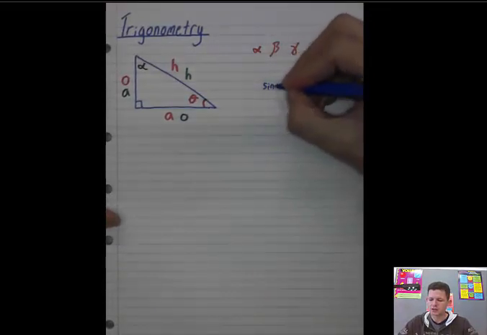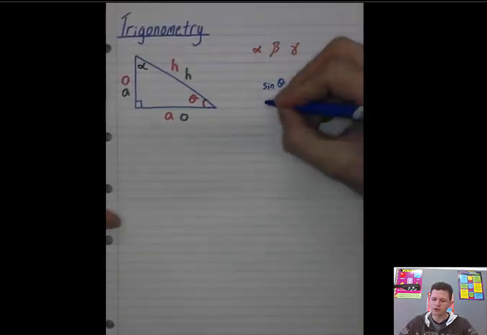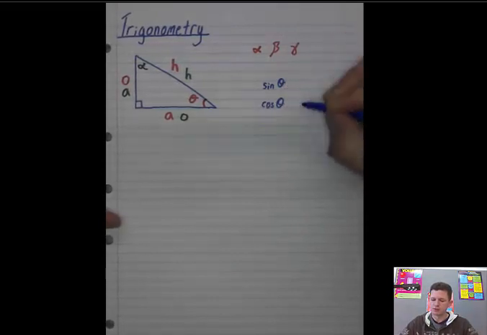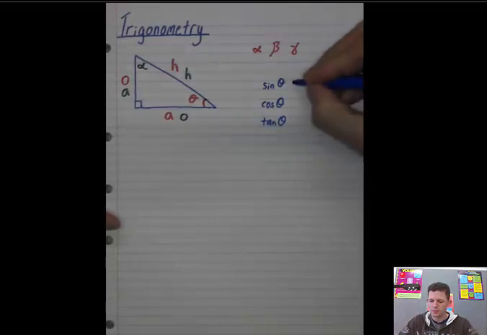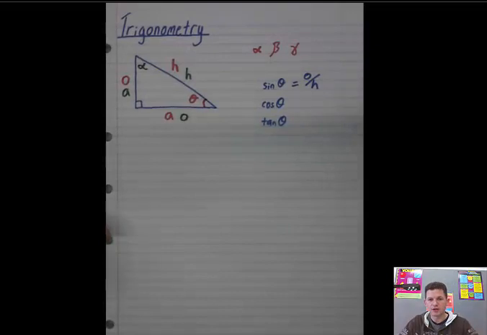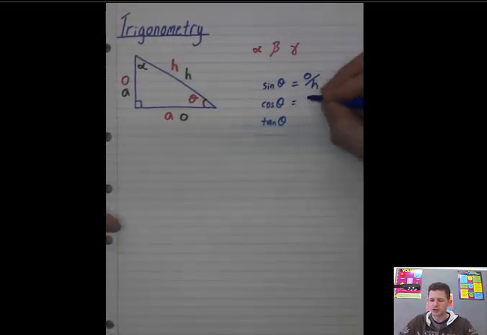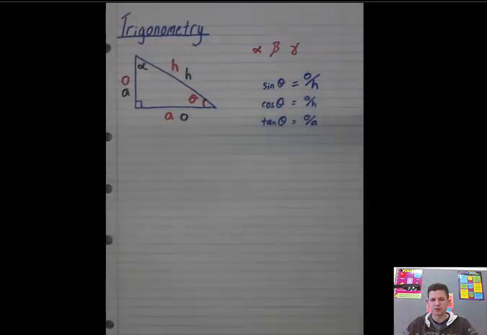So we looked at the sine of the angle, the cos of the angle, and the tan of the angle. And what we got to eventually was the sine of the angle is the relationship between the opposite and the hypotenuse sides, cos is the relationship between the adjacent and the hypotenuse, and tan the relationship between the opposite and the adjacent. So those are our three rules that we need to know and learn for trigonometry.